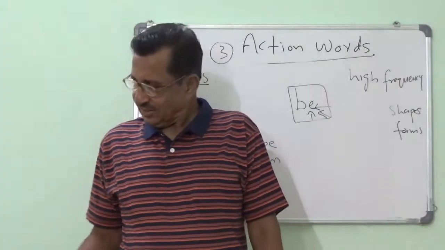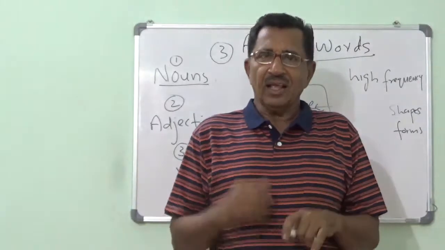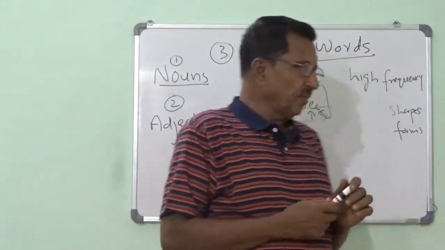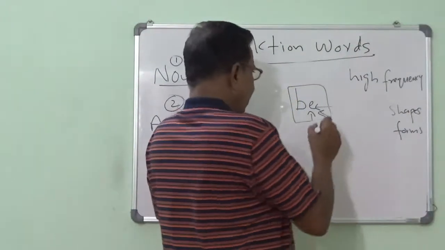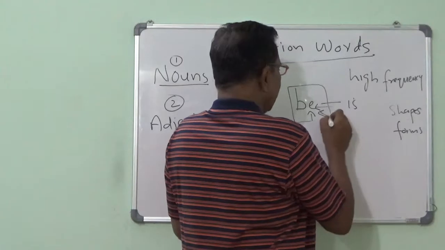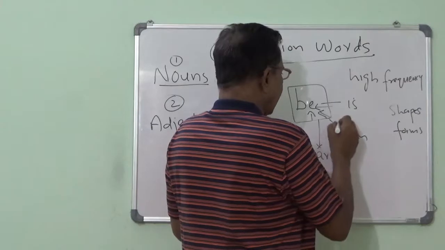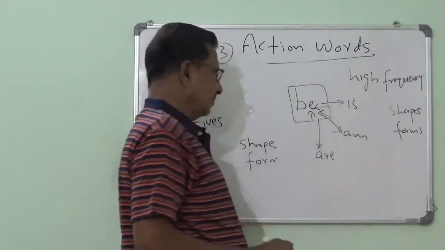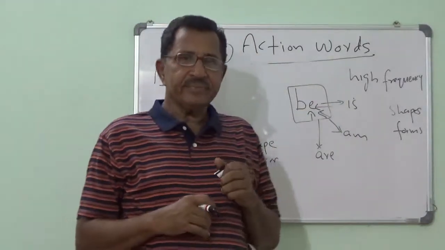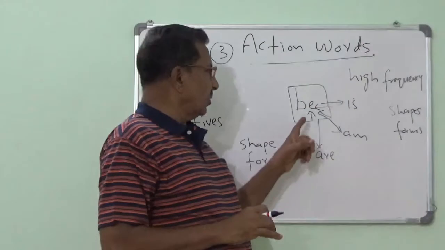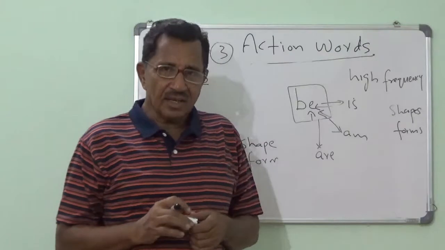See that? So when it changes shape, like the fancy dress I showed you, like the book I showed you, shape or form, it takes three shapes or three forms. Tell them. One form is is, other form is arm, other form is are. Look at this. It can go back. All the three can go back. Then what will happen? All the three will be called by one name, that is B. Do you get the idea?